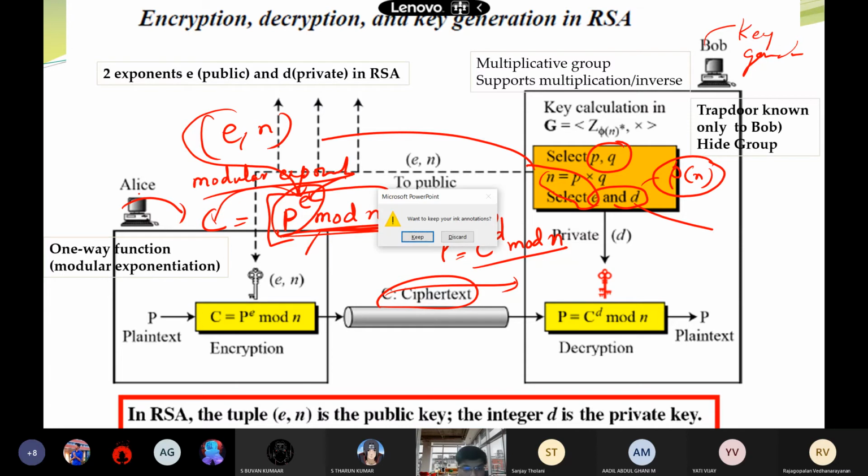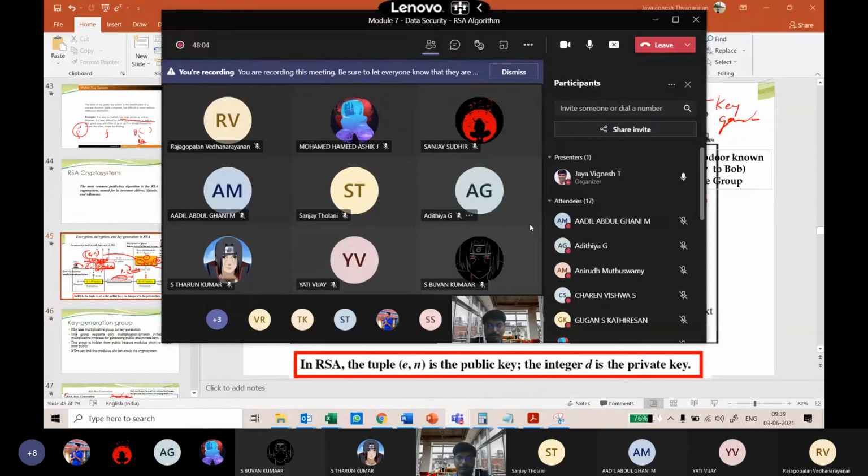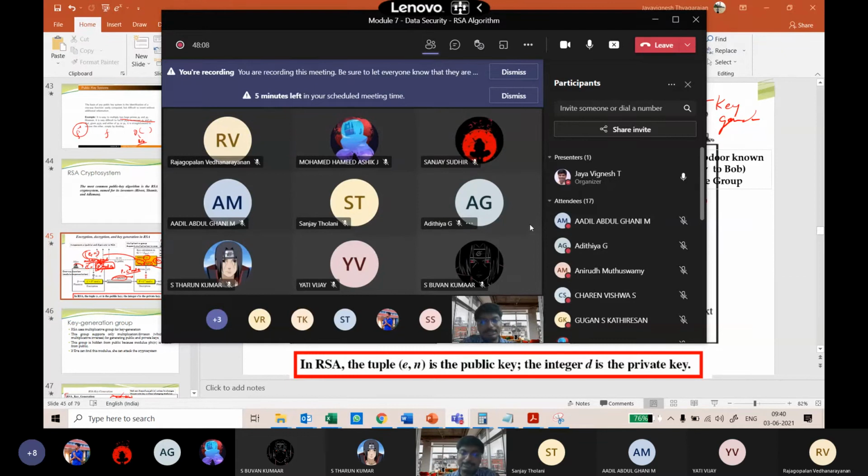How many are able to understand some part of what I was trying to convey? Frankly tell me, how many are able to understand the algorithm of what Alice is trying to do, what Bob is trying to do? Is anyone able to understand that? Can you raise your hands? Okay, so no one has understood. Okay, Bhuvan has understood. Partially, sir. Partly. So which part are you not able to understand?